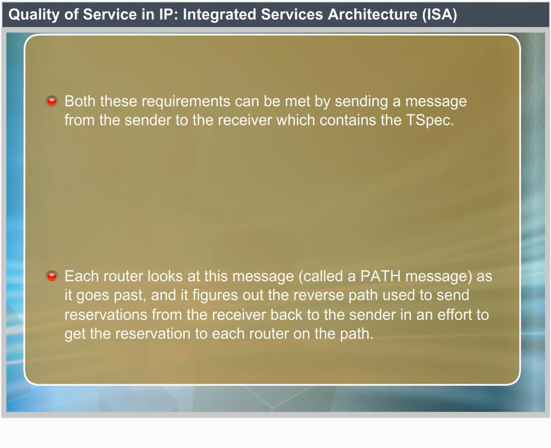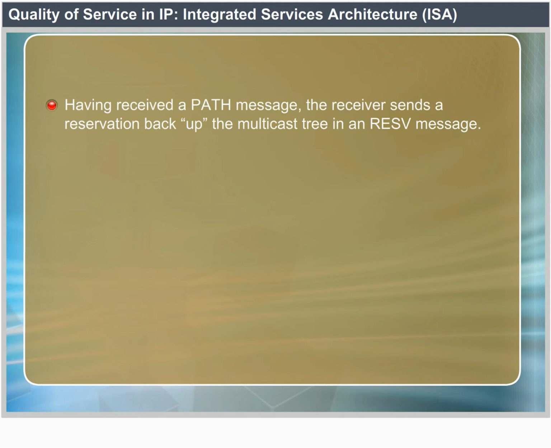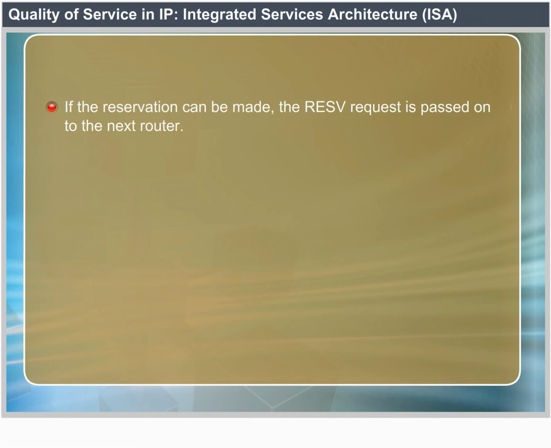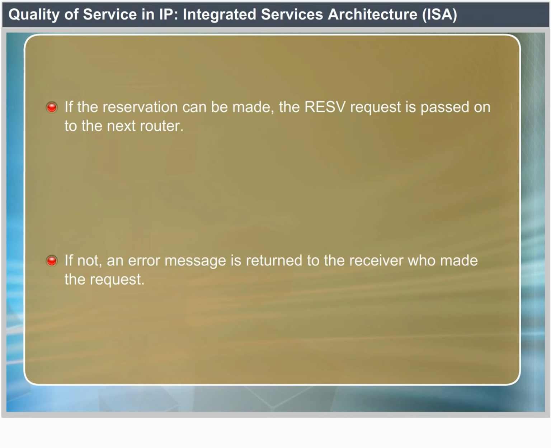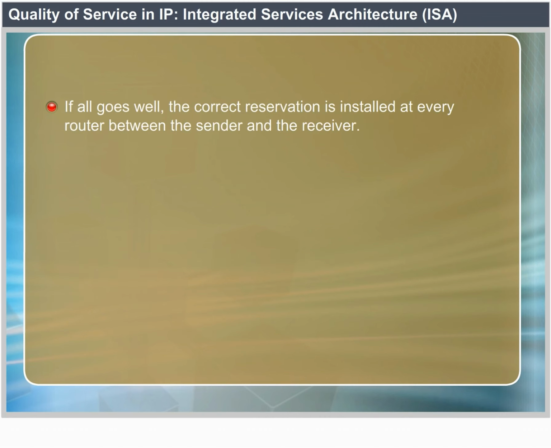Having received a PATH message, the receiver sends a reservation back up the multicast tree in a RESV message. Each router on the path looks at the reservation request and tries to allocate the necessary resources to satisfy it. If the reservation can be made, the RESV request is passed on to the next router. If not, an error message is returned to the receiver who made the request. If all goes well, the correct reservation is installed at every router between the sender and the receiver.